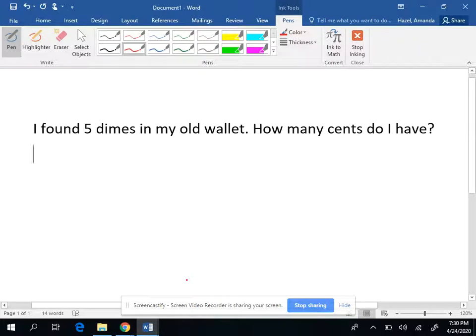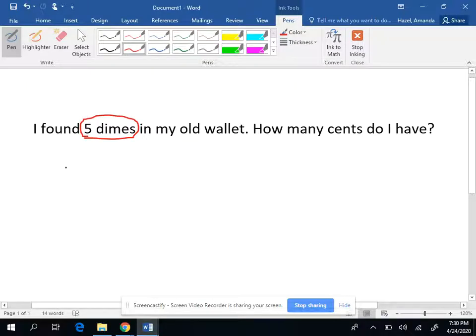Alright guys, today we are going to work with what happens when we have groups of coins all together. So, I see here, this problem says I found 5 dimes in my old wallet. How many cents do I have? So I'm going to circle 5 dimes.